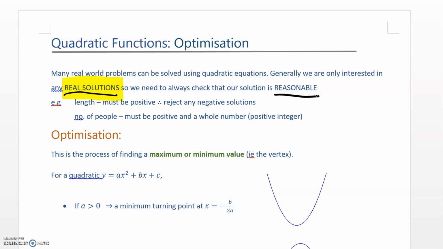For example, if we're talking about length, the length has to be positive. We couldn't have -4 centimeters. That doesn't make sense because the length has to be physical, it has to be positive. And if we talk about number of people, that must be positive as well as an integer. Okay, so you can't have 95.5 people.